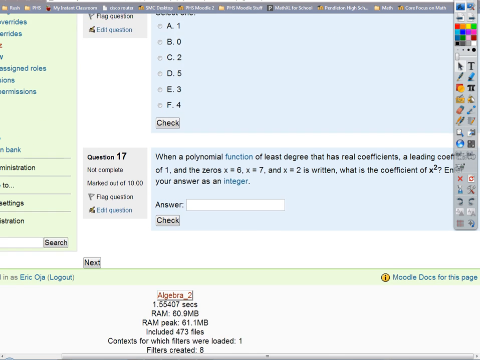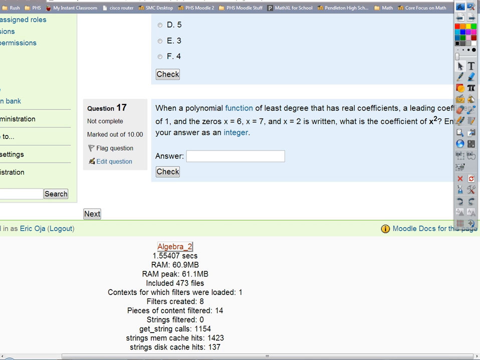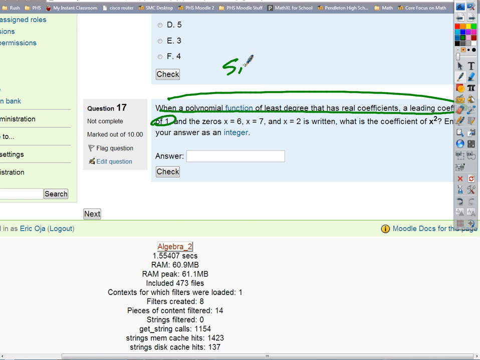And then the last one: a polynomial function of least degree that has real coefficients and a leading coefficient of 1. Don't let all that stuff confuse you. The way we described it in class, all it means is simplest. So the simplest polynomial we could build from these zeros is what? How would we do that? Let's take a quick look at this one.